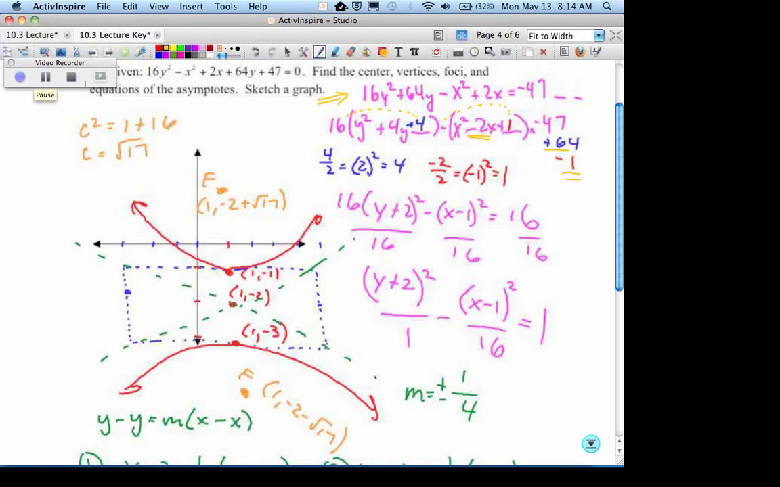So once we're to that spot, this is where we left off. You again want to make it equal to 1. So to get it equal to 1, you're going to divide every term by 16. 16 over 16 leaves me with a 1 on the bottom. -1 over 16, just leave the 16 on the bottom. So you can see that we're shifting to the right 1, down 2 for the center. So to the right 1, down 2.